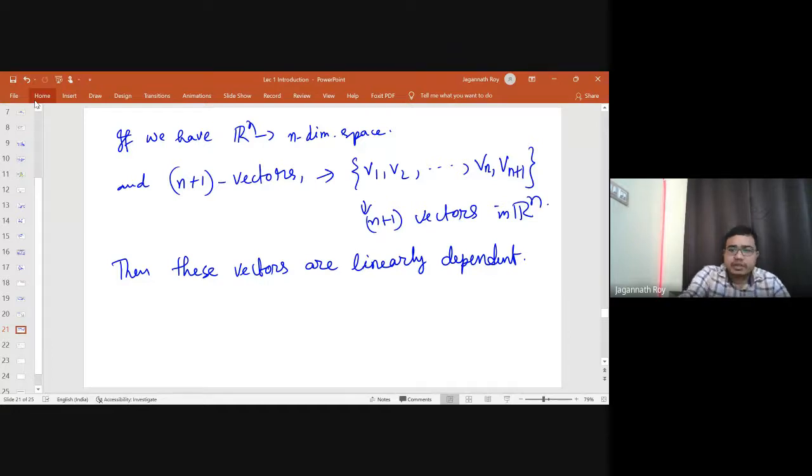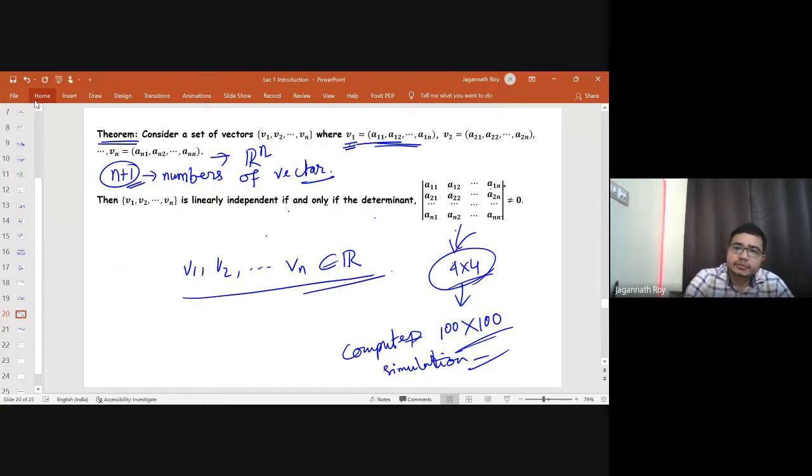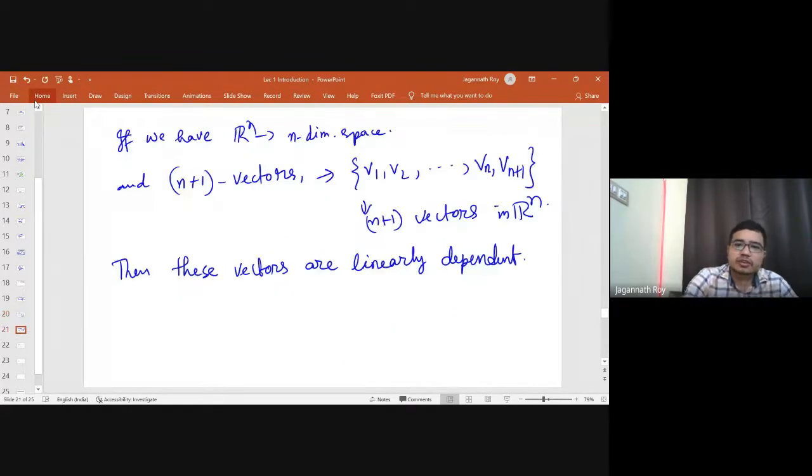Because in that case, you cannot define that. This determinant cannot be defined, right? Determinant is for a square matrix. But in fact, this is not a part of your syllabus. This theorem is a very important theorem which we teach MSc in mathematics graduates.